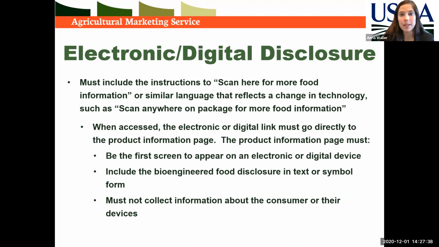When a consumer completes the directions on the package, such as scanning, on their electronic or digital device, the first thing to appear on the electronic or digital link must be the product information page. This first page, the product information page, must include the bioengineered food disclosure using either the same language allowed for on-package text disclosures or the symbol. When used, the electronic or digital link disclosure cannot collect information about the consumer or their devices.